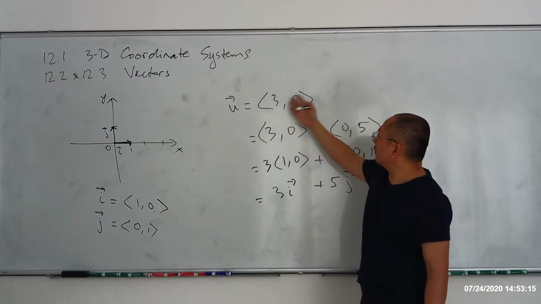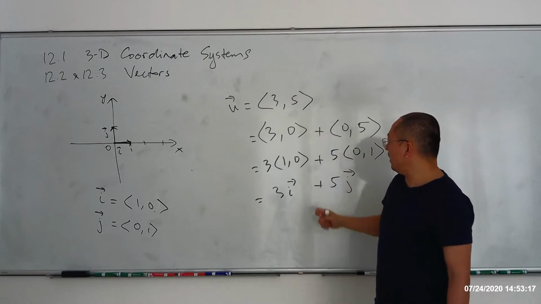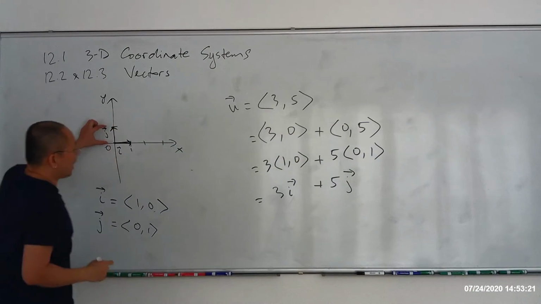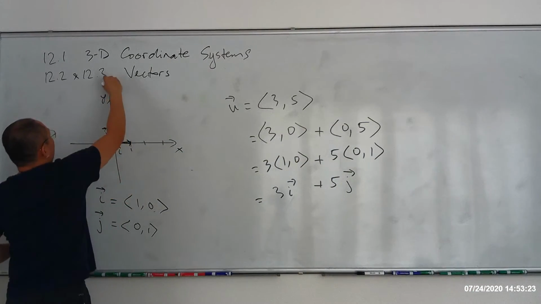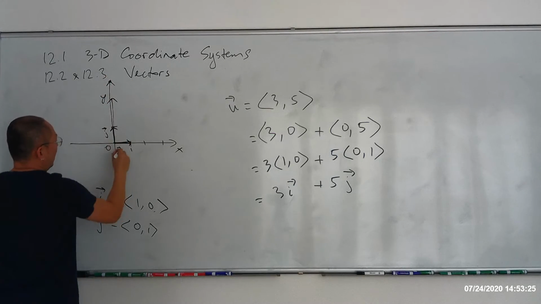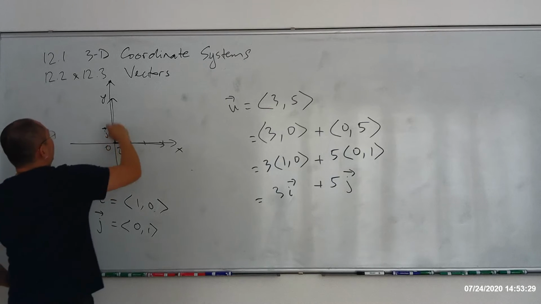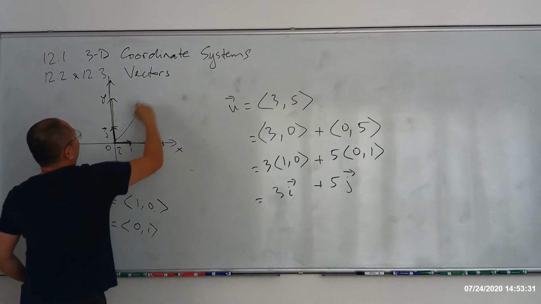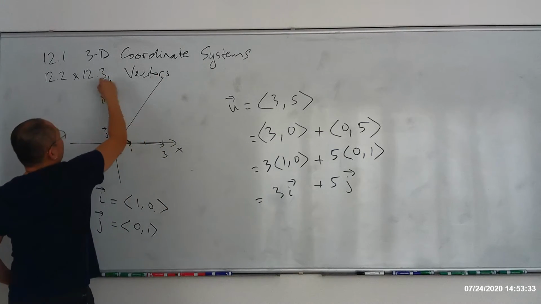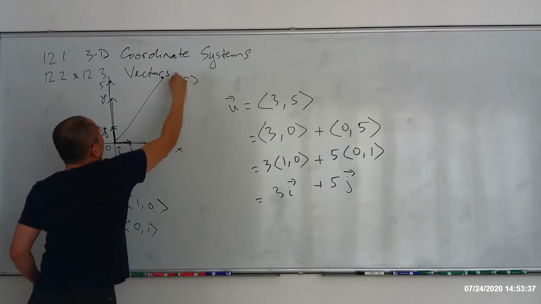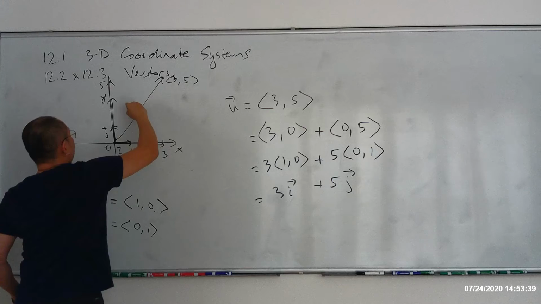Vector u of 3, 5, you can think of as 3 of the i plus 5 of the j. Okay, j right here, 5 times j is that much, 5j. And i is right here, 3i is that much, right? So 5 of this plus 3 of this is going to be the vector right here. This is 3, this is 5. This point right here is going to be 3, 5, and it's really your vector u.